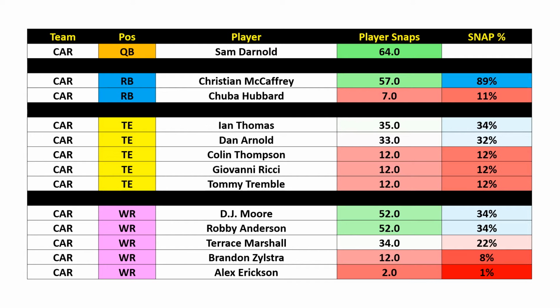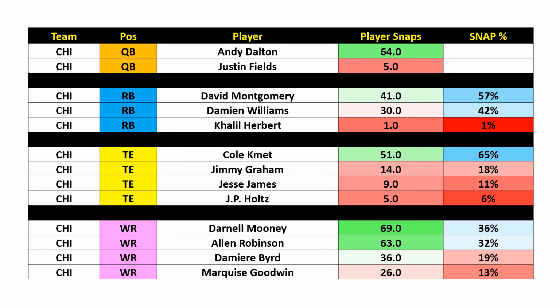Carolina, McCaffrey's, Chuba Hubbard is number 2. I guess the handcuff. The tight ends, Arnold, Thomas, looks like they're splitting, so there's probably nothing there. DJ Moore and Anderson, 1A, 1B, with the rookie clear number 2 or 3. So probably not surprised. I think people might have been more surprised. I'm not.